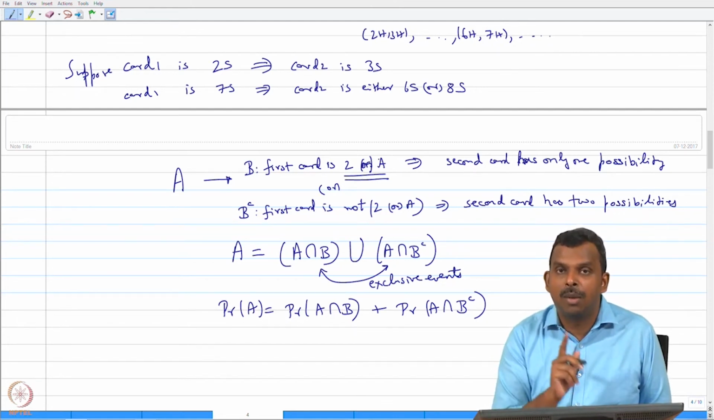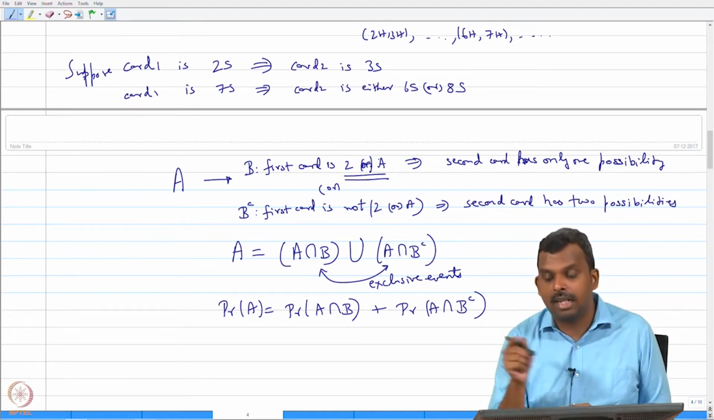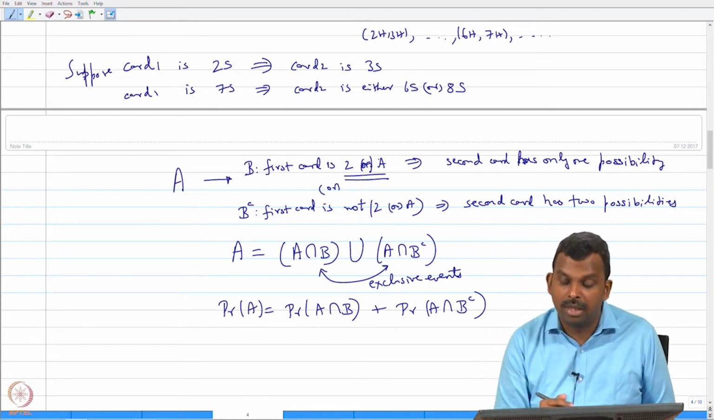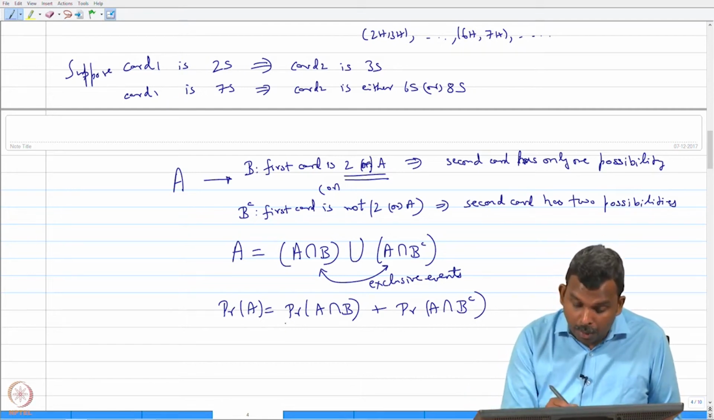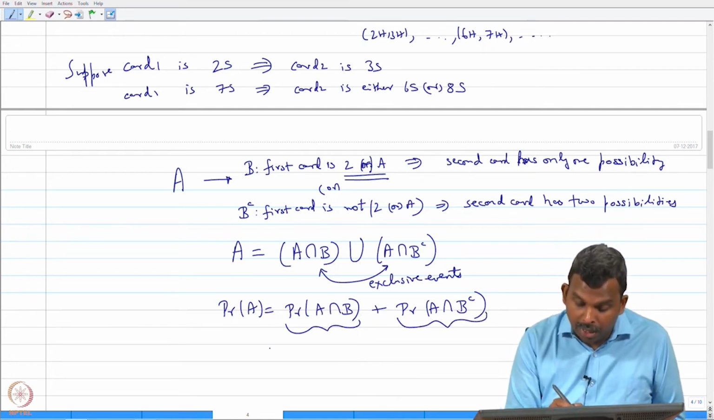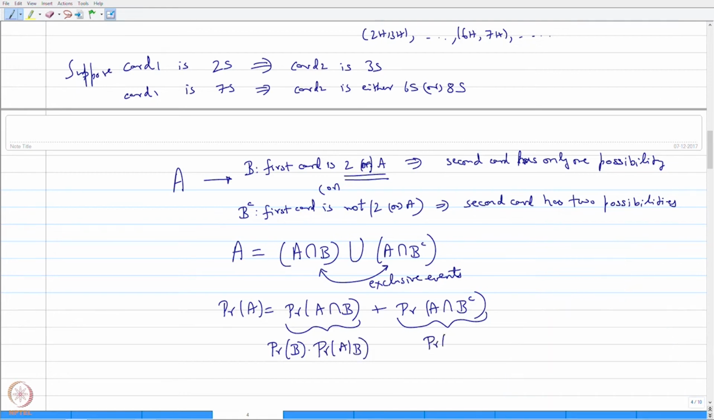If it is 2 or ace, the second card gets fixed to one possibility. If it is not 2 or ace, the second card has 2 possibilities. So, you have to think on what happens in that sequence and then decide what this event B will be. Now, to evaluate these probabilities, one can use conditional probability. So, probability of A is probability of B times probability of A given B, plus probability of B complement times probability of A given B complement. This is where conditional probability is useful.